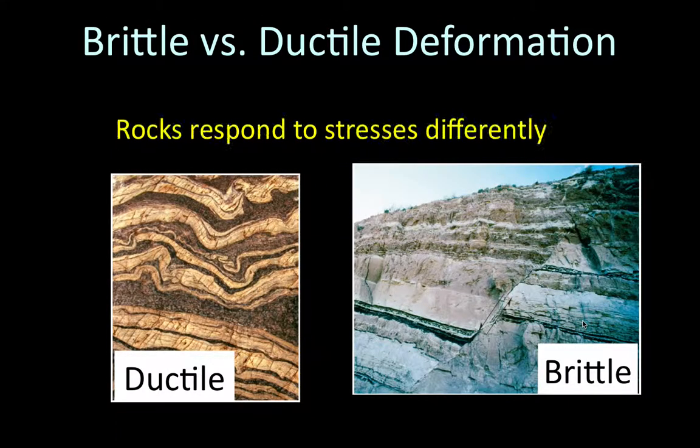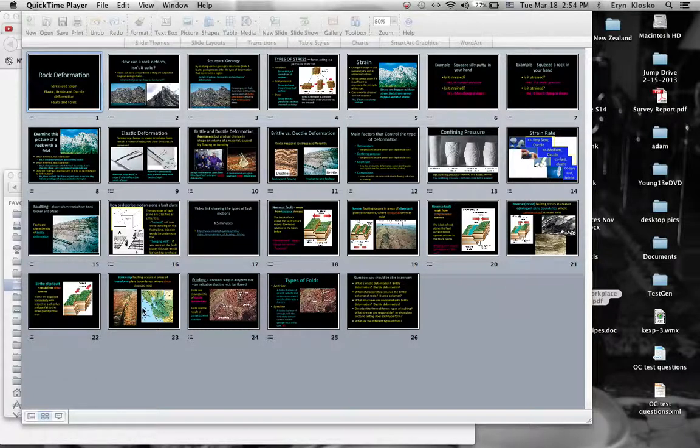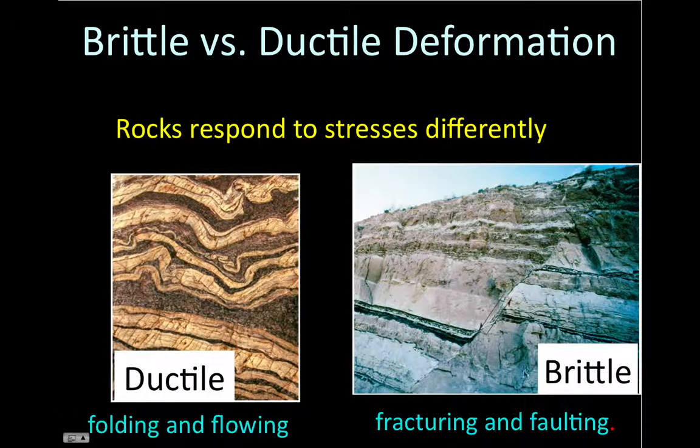And so rocks are going to respond to stresses differently. If I'm in a ductile environment, then my rock is going to flow or fold, and you'll see lots of flow structures within the sample. If my rock is undergoing deformation at lower temperatures and pressures, it's going to undergo more fracturing and faulting, and that's an example of brittle deformation.